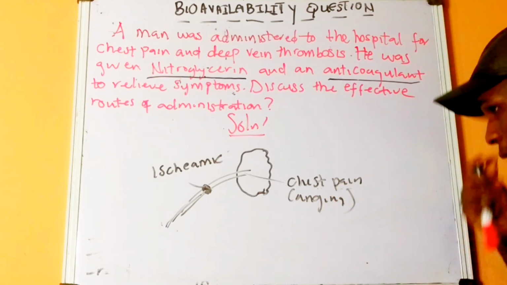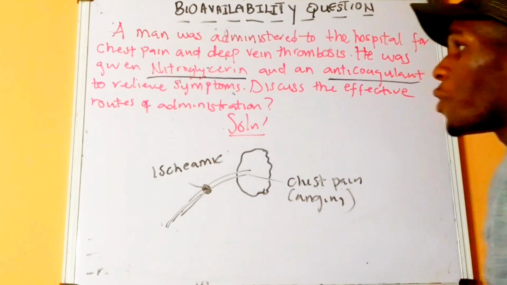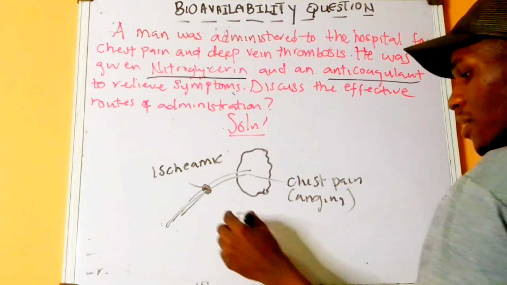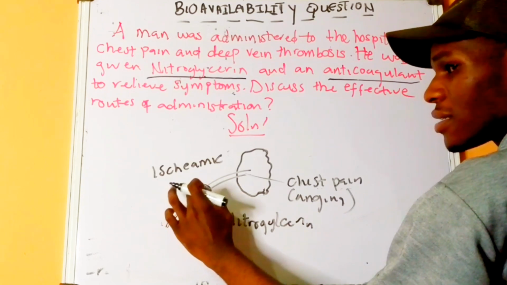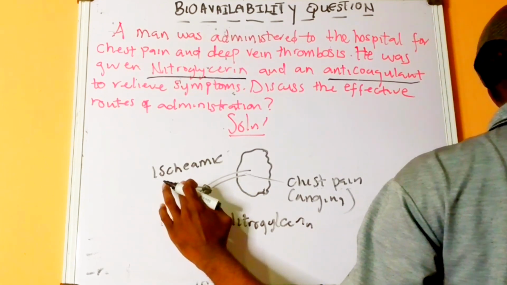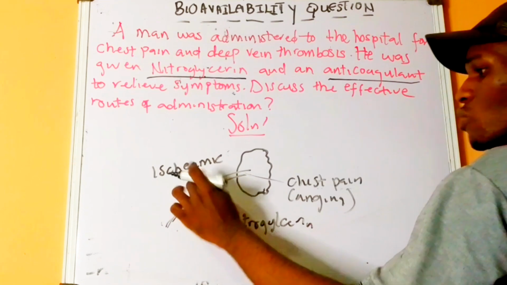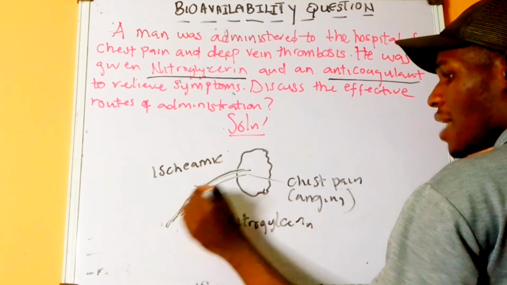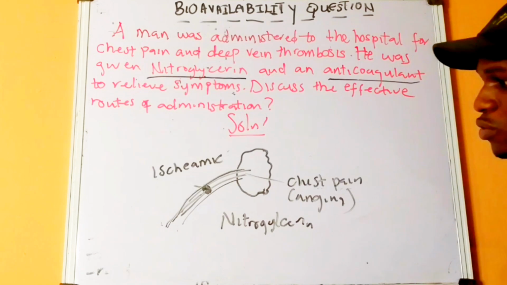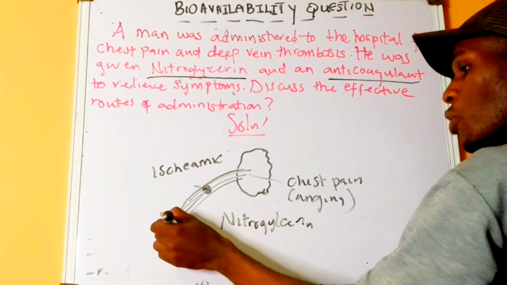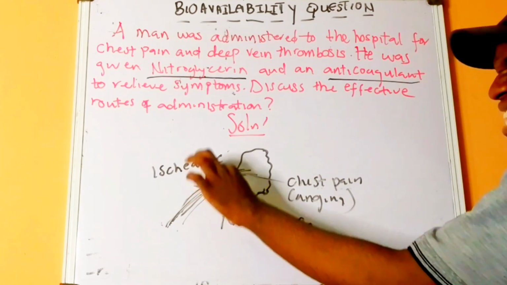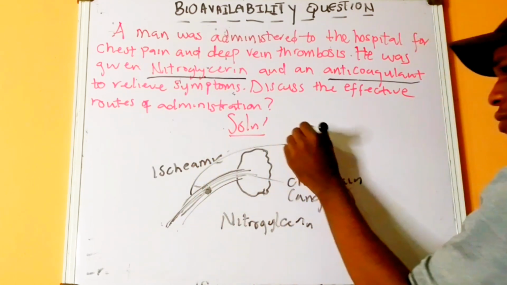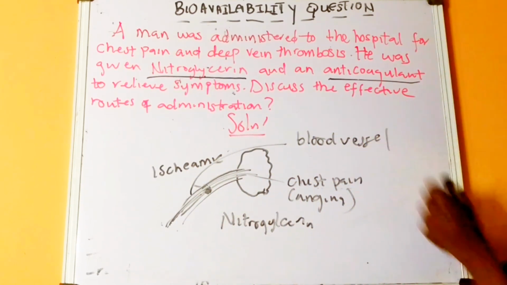If you remember from your CVS pharmacology, I'm going to have a lecture on that. So we give nitroglycerin to relax the smooth muscle of the arterial walls of the blood vessel, enabling more blood flow to the heart. So this particular drug would need to get directly to the bloodstream because it's acting on the blood vessel, right?